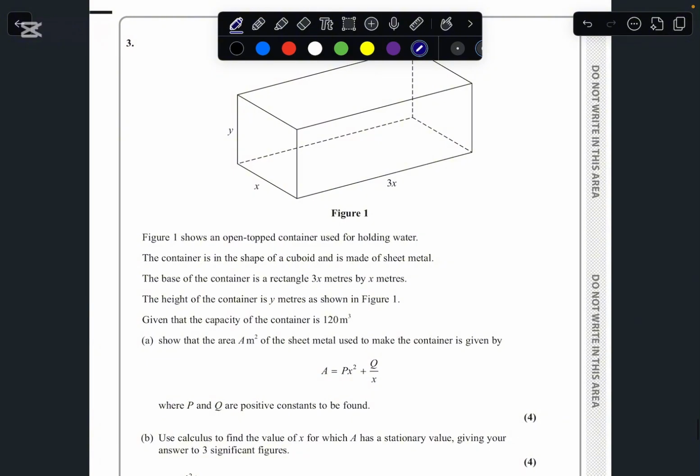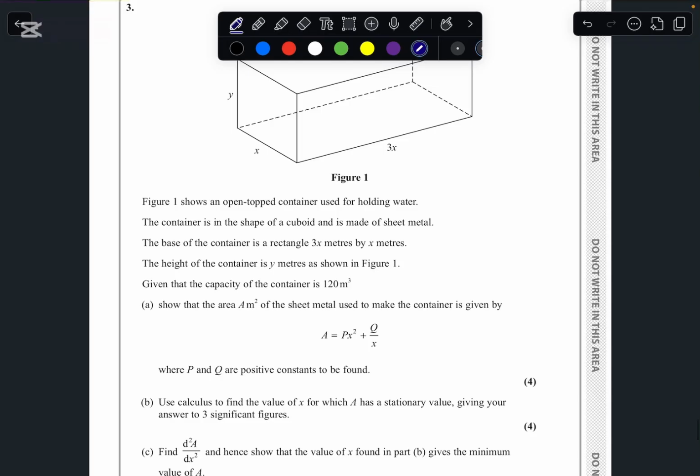So first of all, let's try to find this equation. First, we will use all the information that is given to us. So we know that the capacity, which is the volume, is 120 meters cubed. And the volume is just base times width times height. So we can just say that quickly. So 3x times x times y is equal to 120 meters cubed.